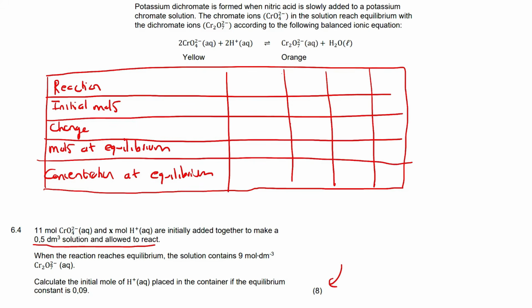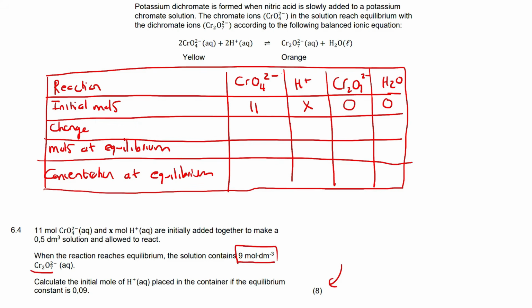Okay, so CrO42-, H+, Cr2O72-, H2O. Now they tell us that initially we have 11 moles of this stuff, X moles of that, and then these we will just make 0 because they are products. Now it says when the reaction reaches equilibrium, the solution contains this concentration of this stuff. So concentration at equilibrium over there is 9.